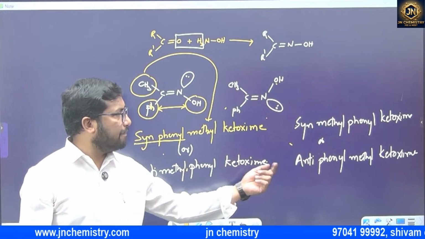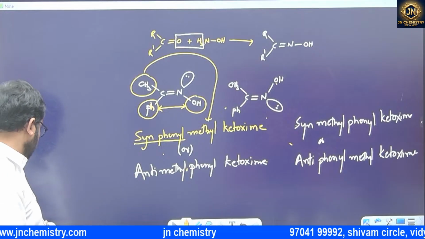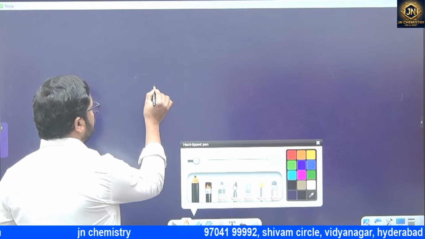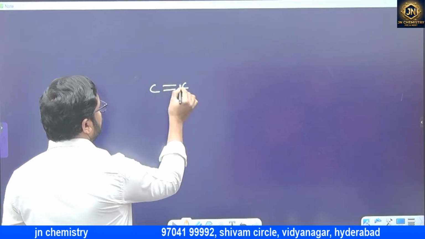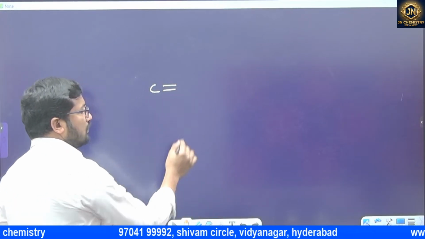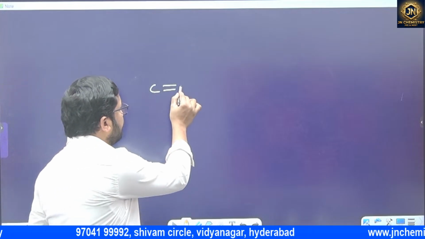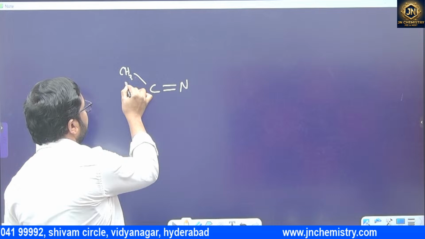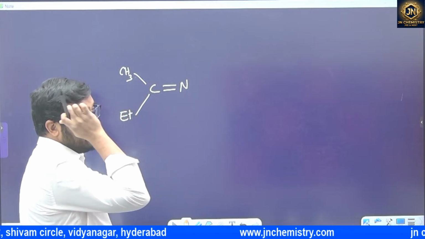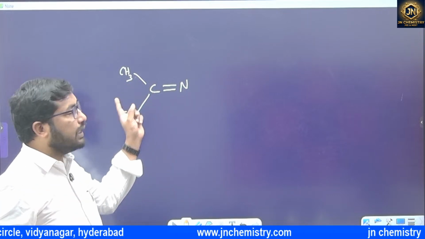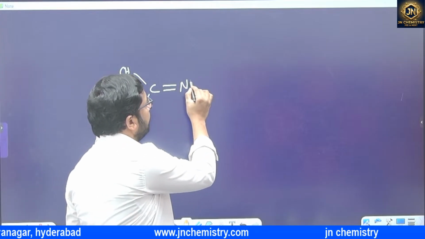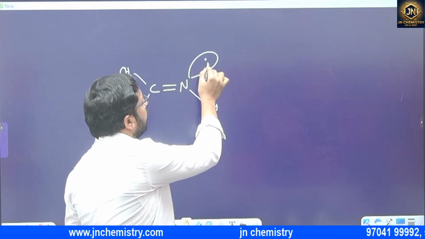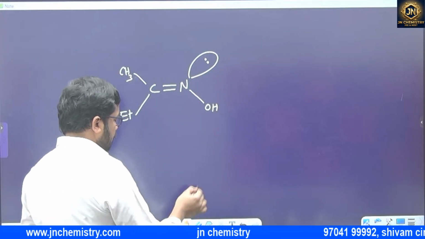Okay. I'll give you one more so you'll get the clarity. For example, Et means ethyl: methyl and ethyl, OH, lone pair. Okay.